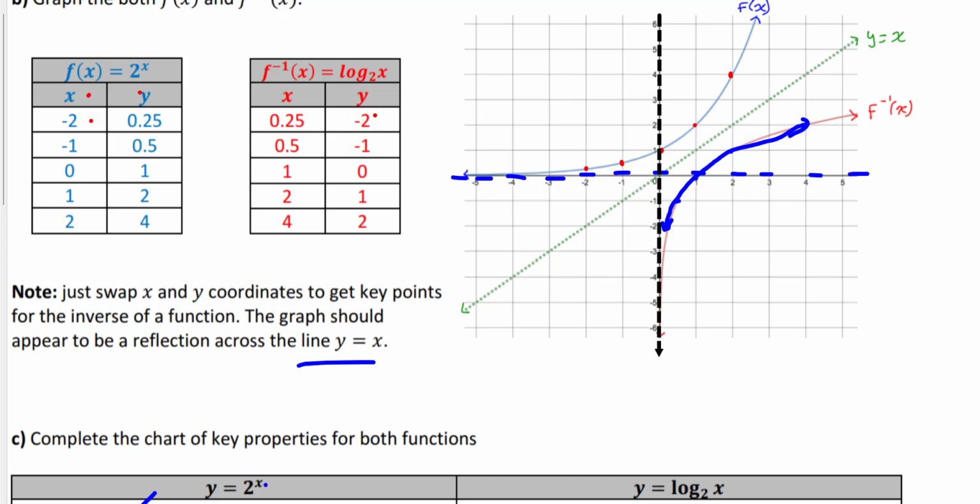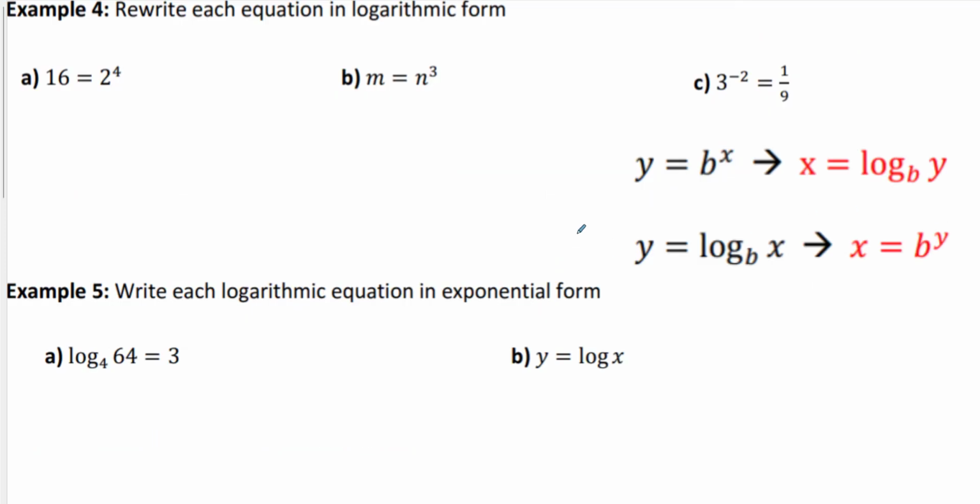All right, any questions? All right, so practice examples. See if you can rewrite each in logarithmic form. So log form is this form here.